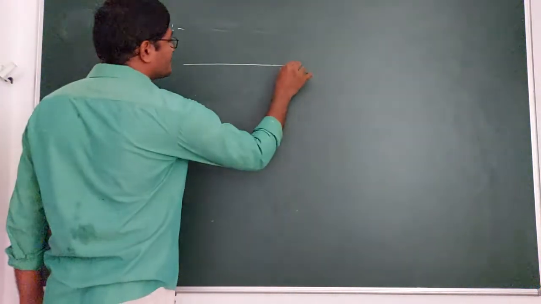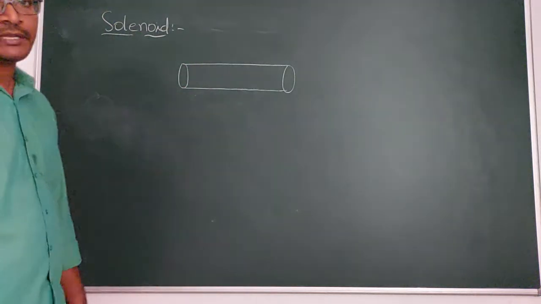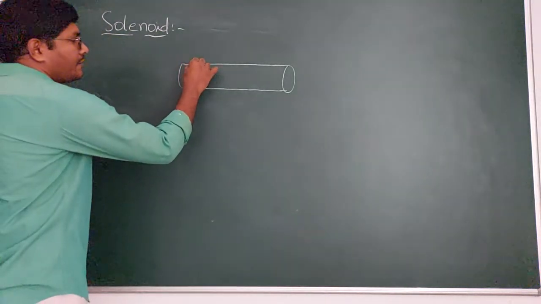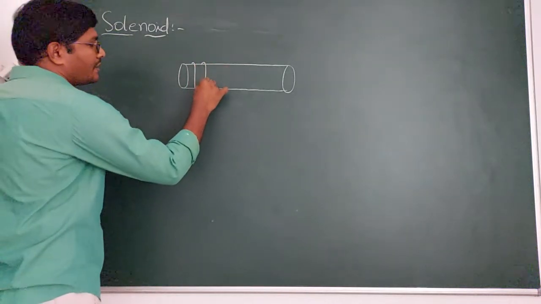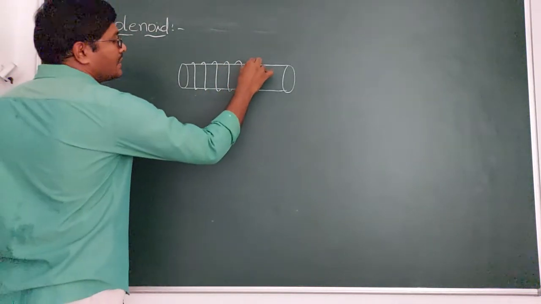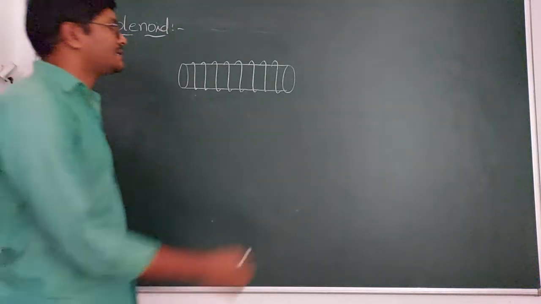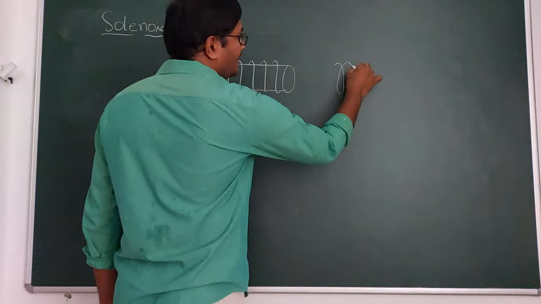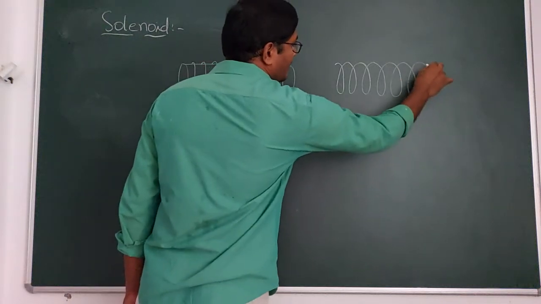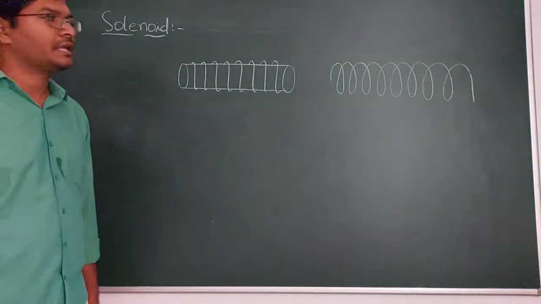Insulated material means a material which does not allow the current. So if you connect a solid metallic conductor in the form of rings, a continuous connection of circular coils, whatever you can call a continuous connection, this is said to be the solenoid. That means it must be like this, a continuous connection of circular coils, a long wire which is made like this. Okay, that is said to be the solenoid.